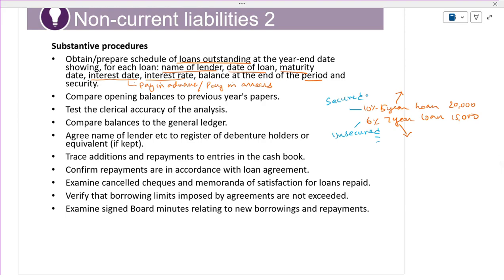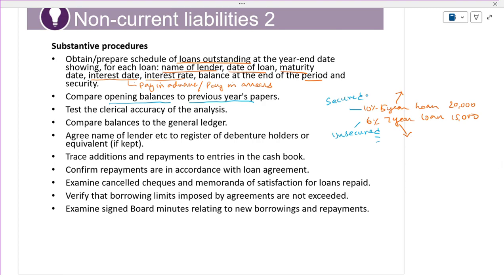They will mention whether it is secured or not. This is all the things you consider at the moment you are thinking about the loan. Compare opening balances. First and foremost, you have to compare the opening balances with the closing balances.